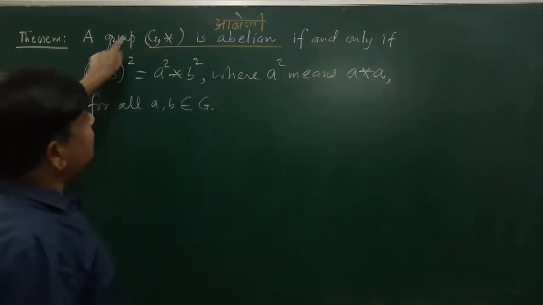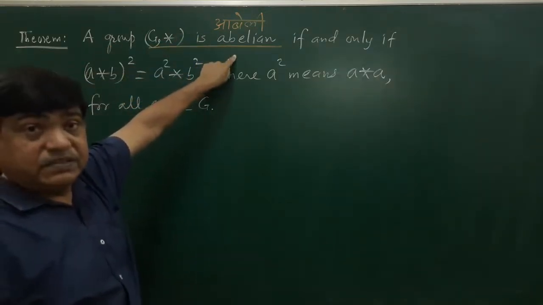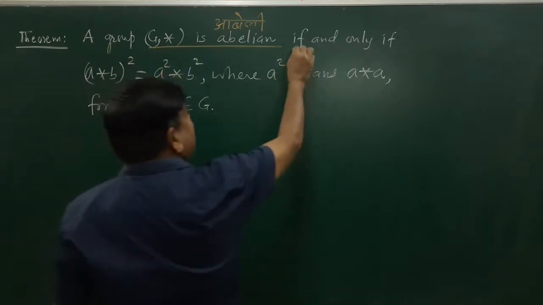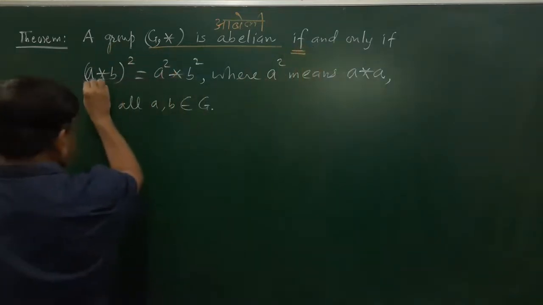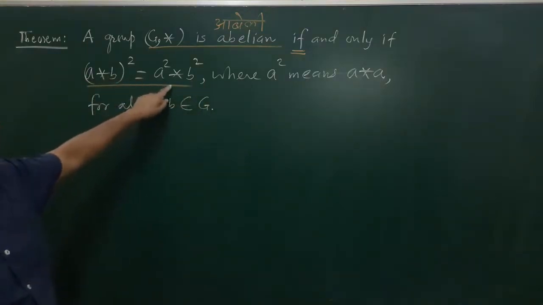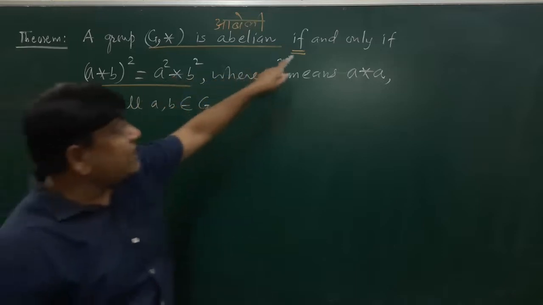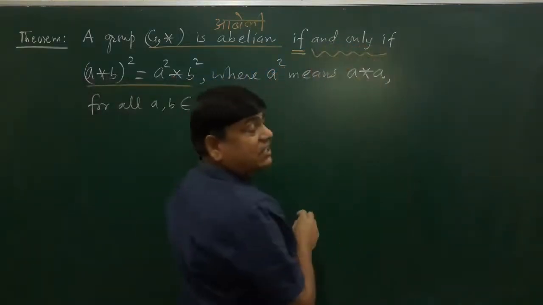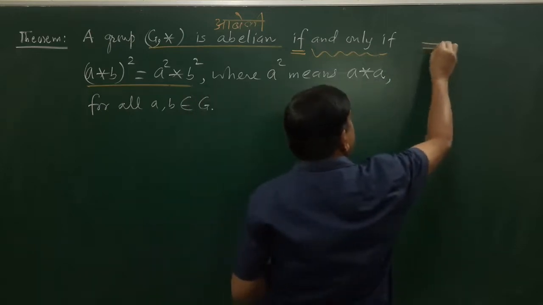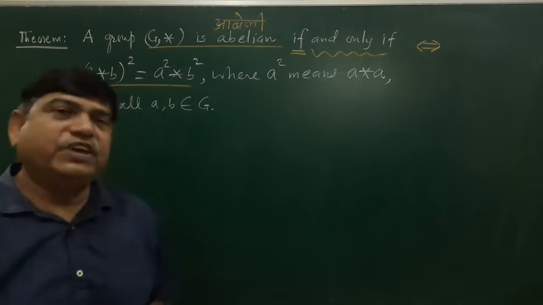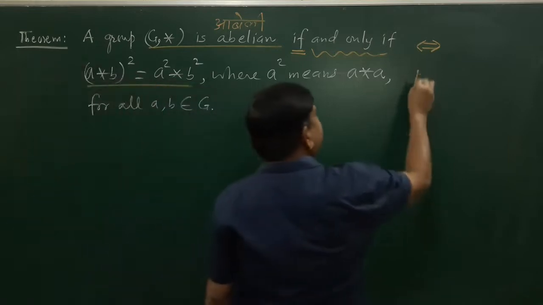So it is a group, but this is not abelian. This has to be proved. A group G is abelian if this holds. But it is not just "if"; it is "if and only if". If and only if means both ways, like this.